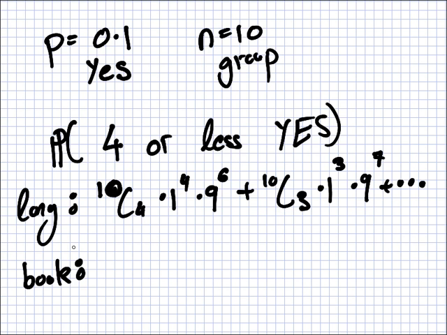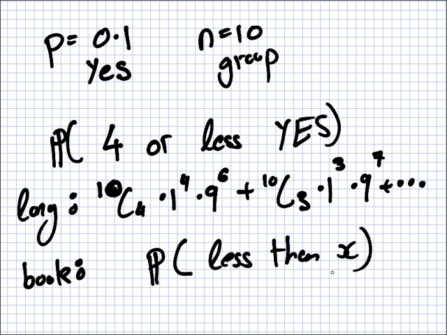So, these tables are for calculating binomial probabilities when you want to calculate the probability of being less than some x. So, like in this example here, less than or equal to, I should say.